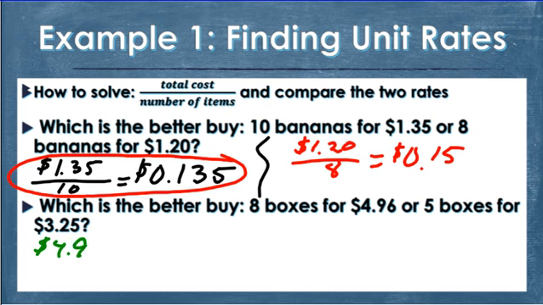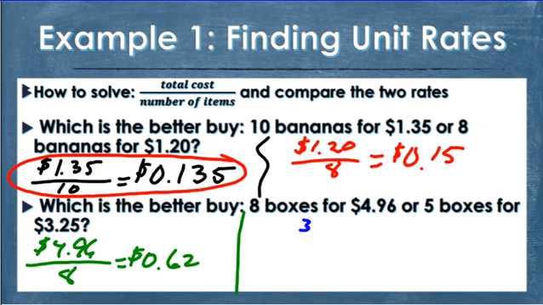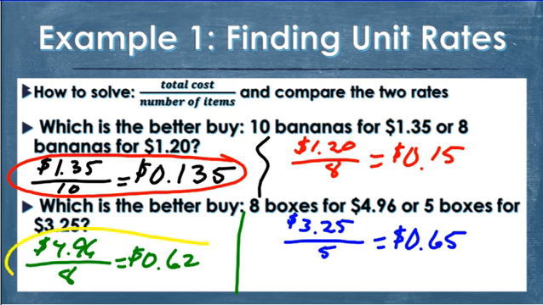So $4.96 divided by 8 would give you 62 cents per box. And then you have $3.25 and you're purchasing 5 boxes. So 3.25 divided by 5 would give you 65 cents. So the better purchase would be the 8 boxes for $4.96.